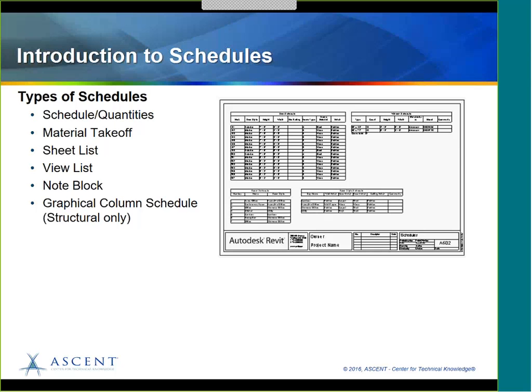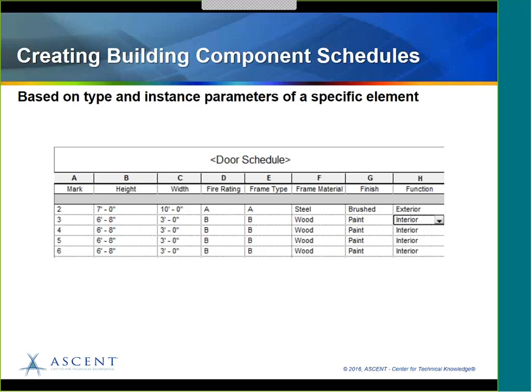Those are both very helpful to put together a whole big set of documents and to keep track of different things. There's also something called a note block, which is a form of keynoting, but you have to create a custom annotation element, and I have yet to run into anyone who's using that. But anyway, that is available. And then there's graphical column schedules. That's structural only, and so we aren't going to actually cover that today either. So like I said, we're going to focus mainly on creating building component schedules.